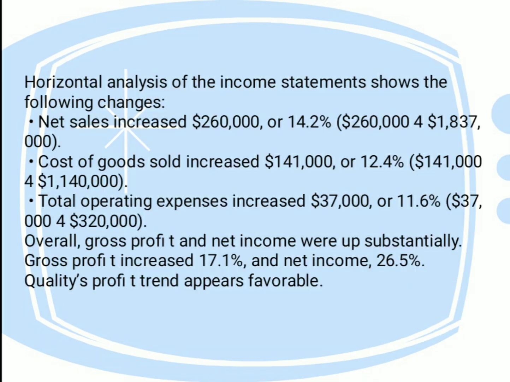Income statement. Horizontal analysis of the income statement shows the following changes. Net sales increased 260,000 or 14.2%. Cost of goods sold increased 141,000 or 12.4%. Total operating expense increased 37,000 or 11.6%. Overall, gross profit and net income were up substantially. Gross profit increased 17.1% and net income 26.5%. Quality's profit trend appears favorable.